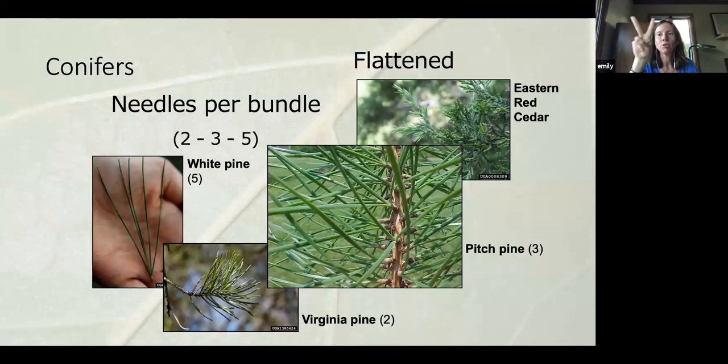Virginia pine is 2, so VA, for those that are looking at the video, is Virginia pine. It's usually 2 and twisted. And then the pine cones are about 2 inches long. And Virginia pine is kind of a messy pine. It'll hold on to dead cones and dead branches as well. Pitch pine is a longer needle, and they're usually in bundles of 3. And then we talked earlier about the flattened eastern red cedar.